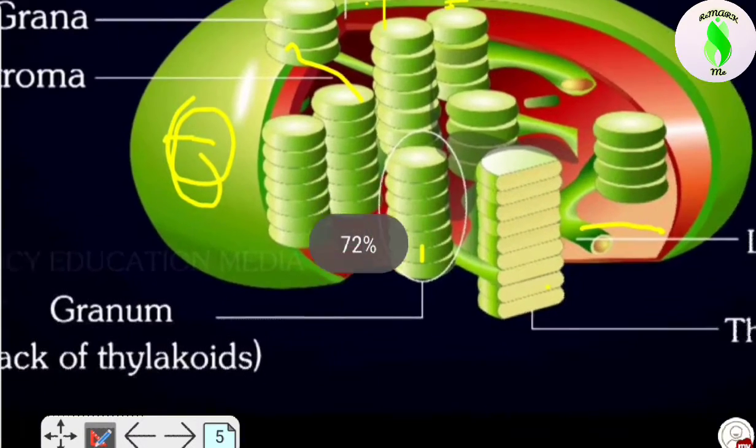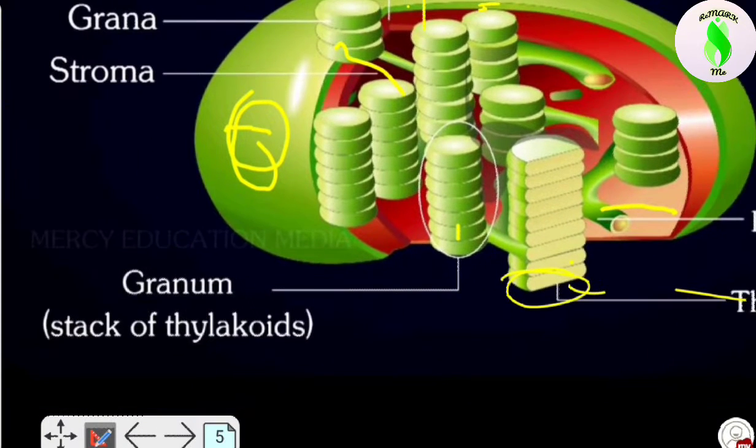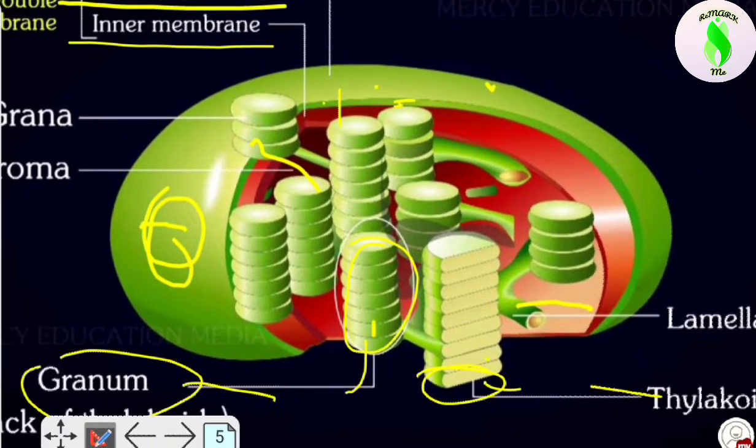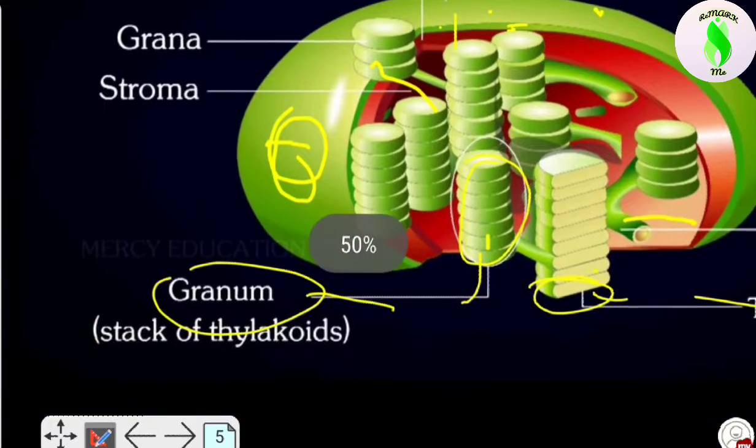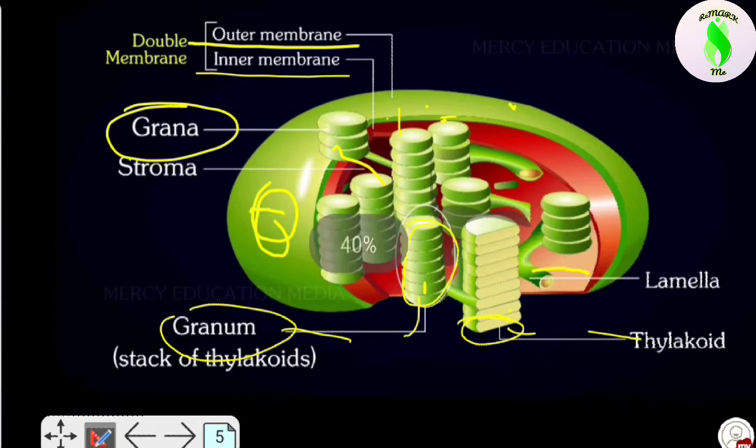Now as you can see over here, these are small boxes. One small circular box is known as a thylakoid, and the stack of thylakoids is known as a granum. A group of granum, that is the plural of granum, is known as grana.